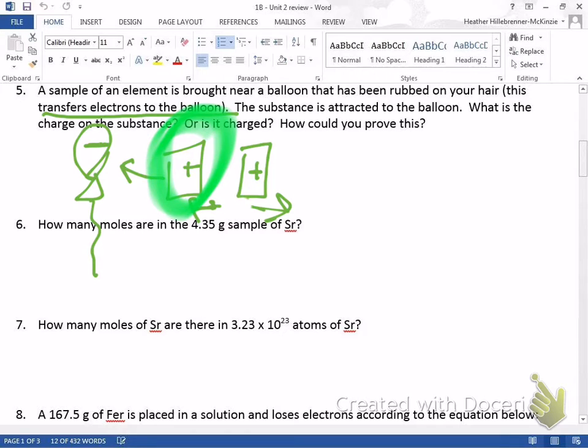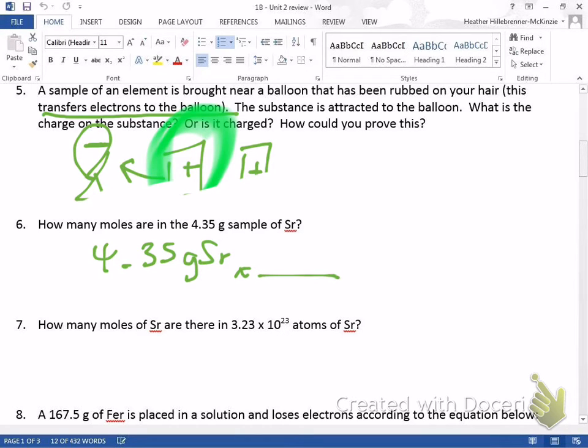Okay. Number 6, what should we do? You just do what we started doing on the old one. 4.35 grams Sr, and then 87.62 grams Sr on the bottom. So you want me to do 4.35 grams Sr? What's on the bottom? Just 1, and this would be 1 mole of Sr.